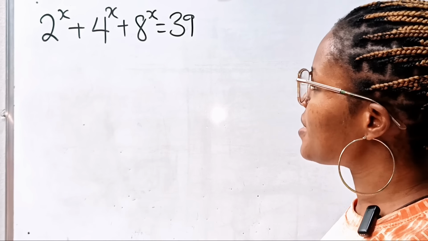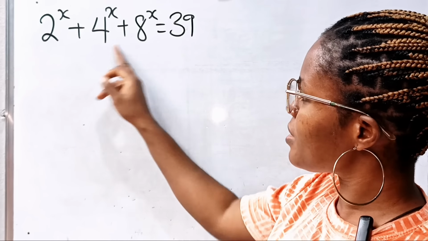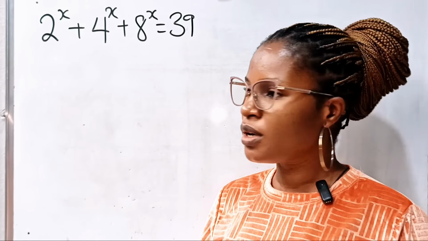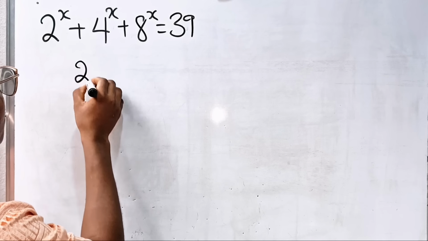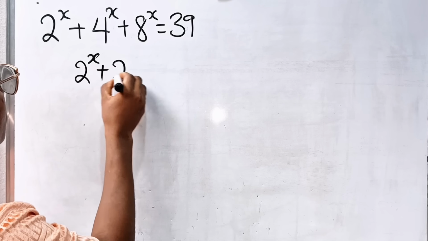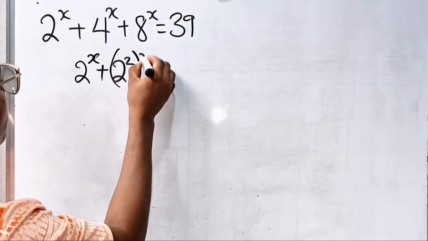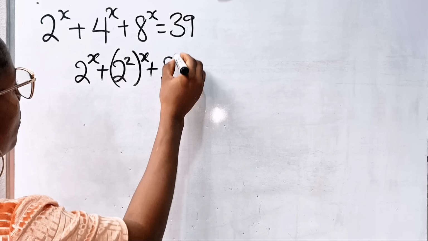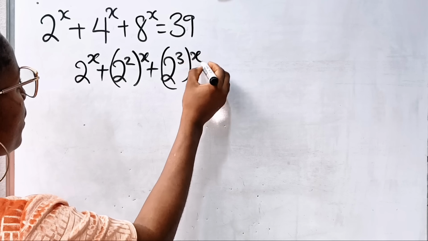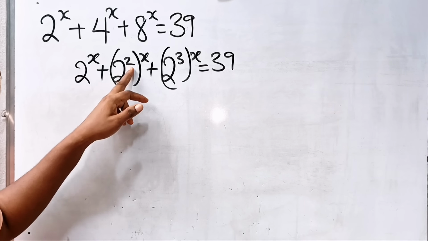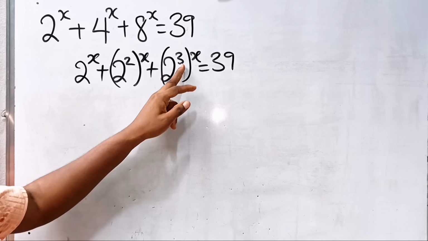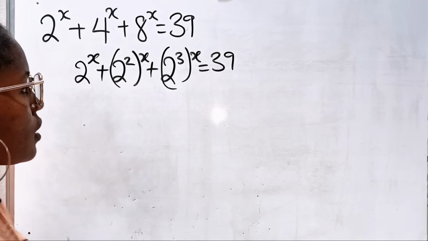So the first thing I notice is that this can be expressed all in base 2. So let's go ahead and do that. We have 2 to the power of x plus 2 to the power of 2 raised to the power of x plus 2 to the power of 3 raised to the power of x is equal to 39. Yes, because 2 to the power of 2 is 4, 2 to the power of 3 is 8.